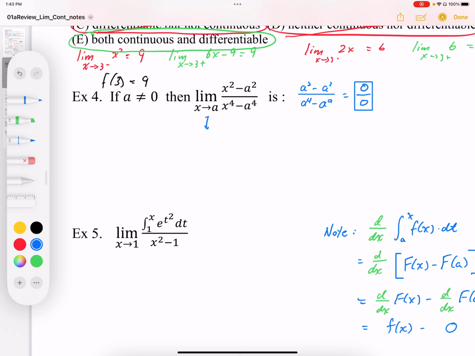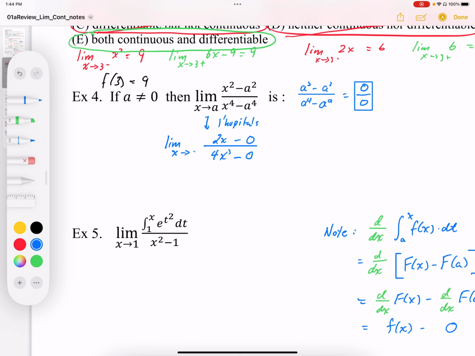So applying L'Hopital's to this, we just have to be careful, because when we apply L'Hopital's to this, we have to remember that a to the power 4 is not a function. a to the power 4 and a squared is a constant. So when we differentiate this, we're just going to differentiate the x. The a squared differentiates to 0. This becomes 4x cubed. a to the 4 differentiates to 0.